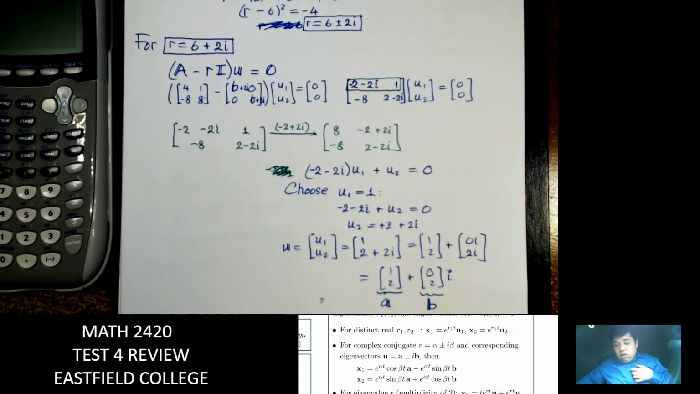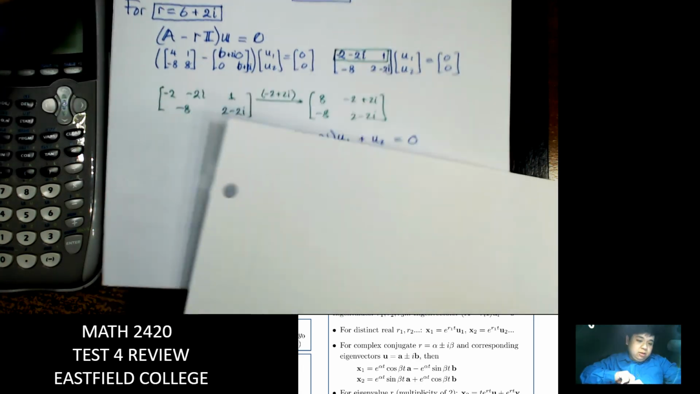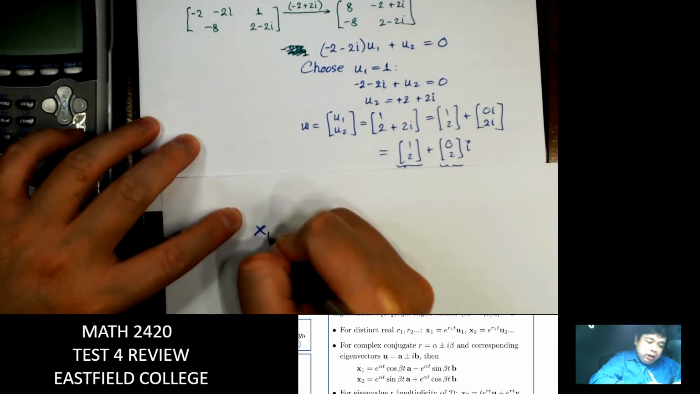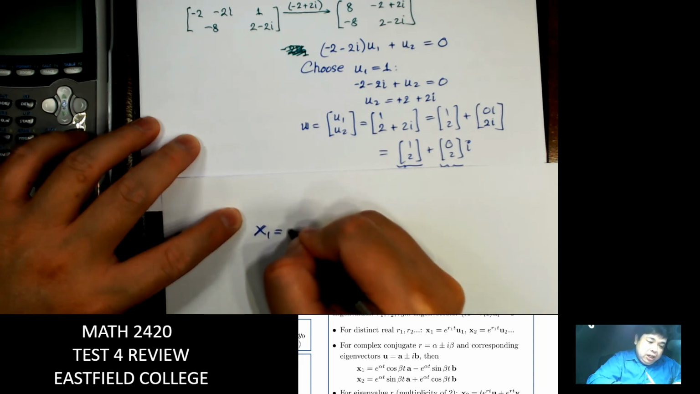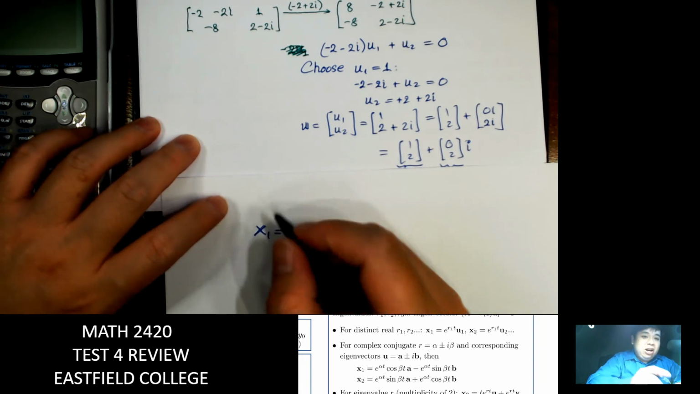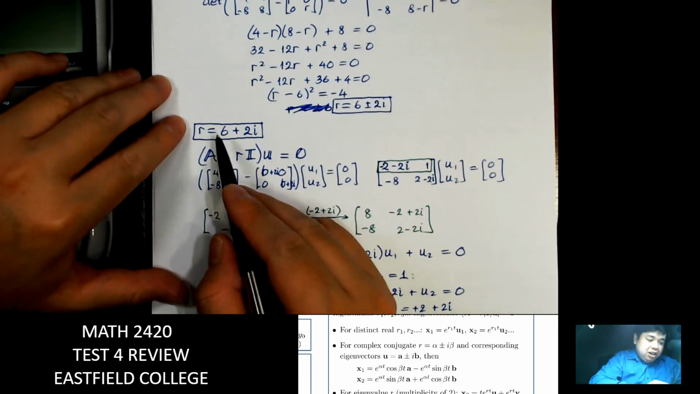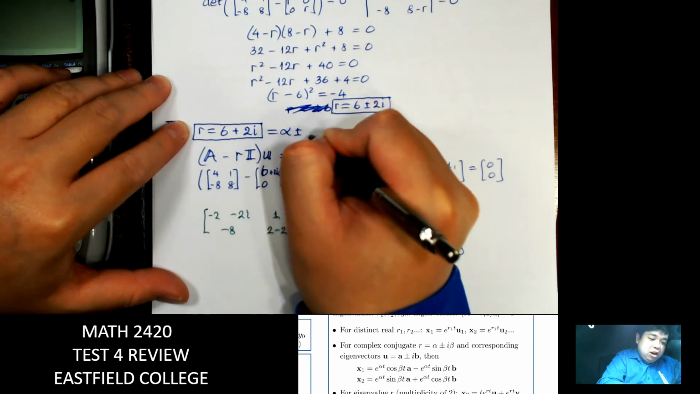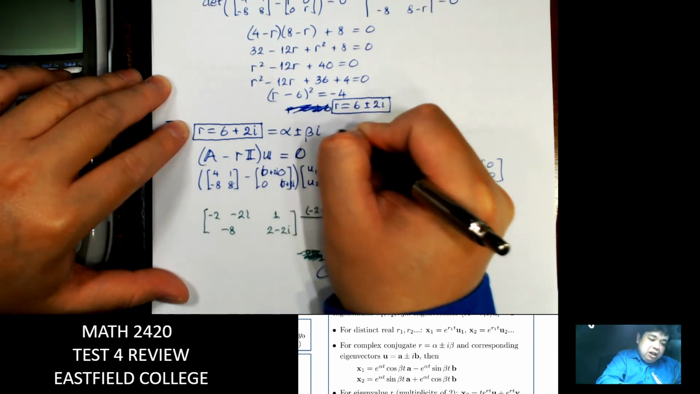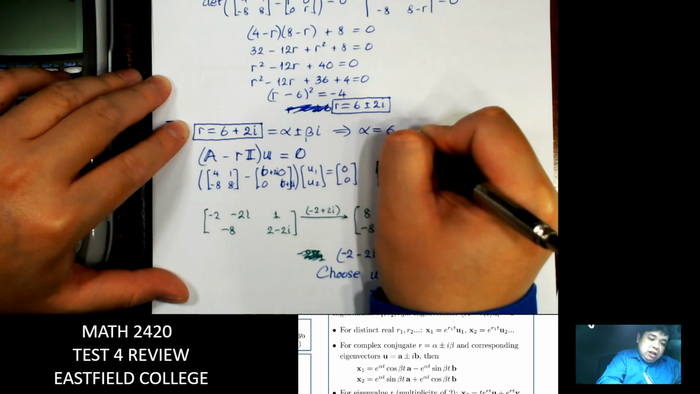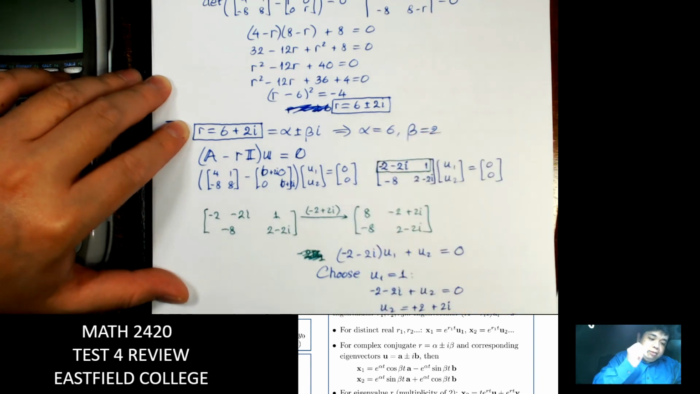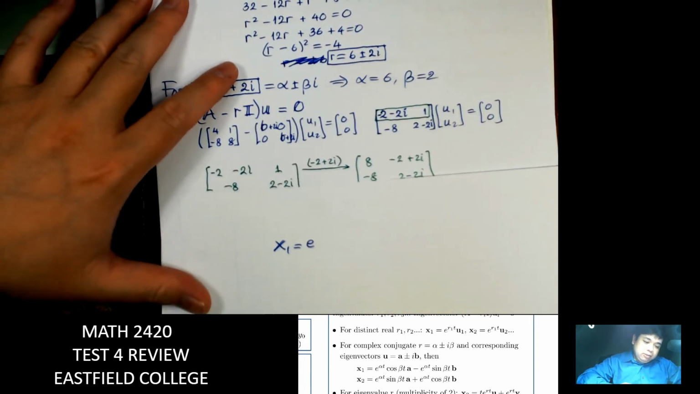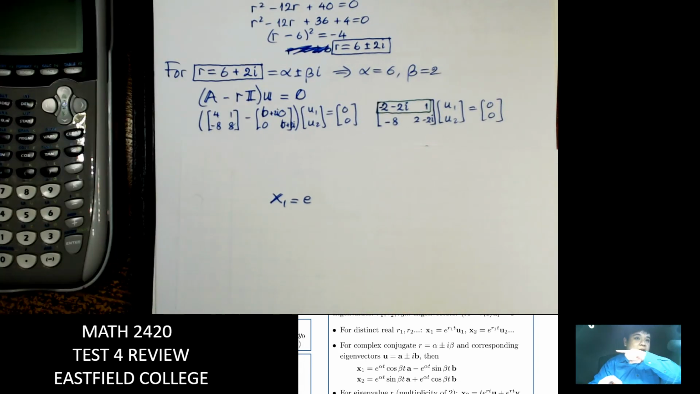And finally, we write the solution. The first solution is e to the alpha. By the way, we need to rewrite that. So this is the eigenvalues. If that is alpha plus or minus beta i, then alpha is 6 and beta is 2. Right, now we can write back the solution, the formula on that side.